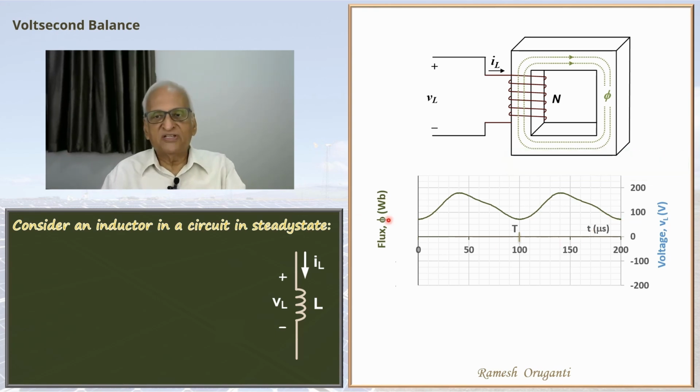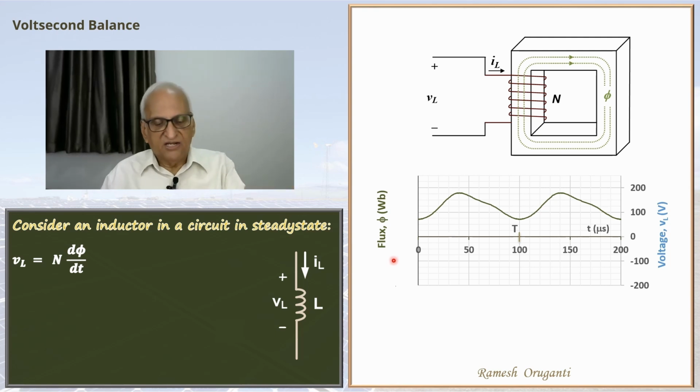It is assumed to have that. The unit of flux is of course Weber. I have not shown the values of flux here. The arguments are valid irrespective of the actual values. Given the flux waveform, we can find the voltage waveform as being equal to N d phi by dt.